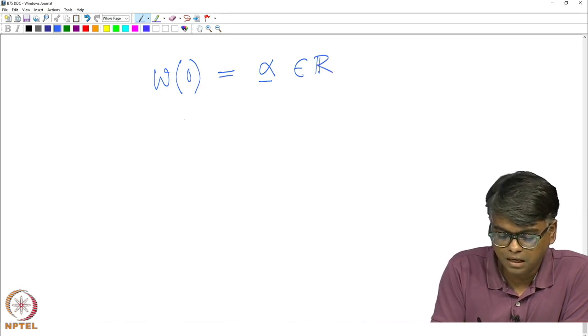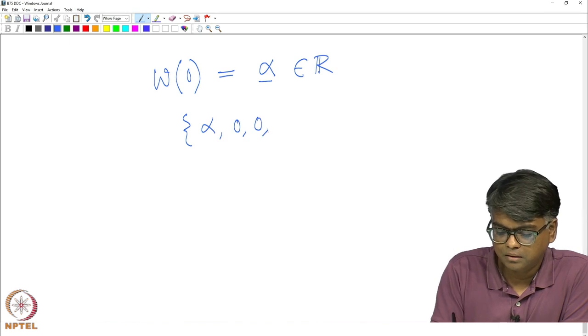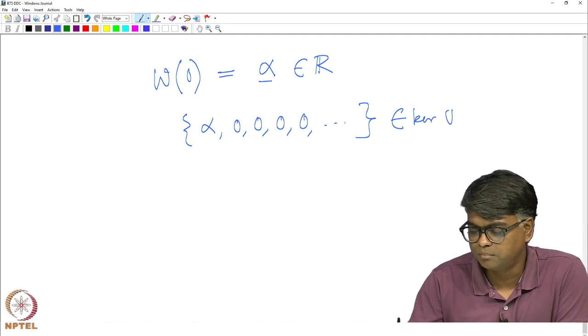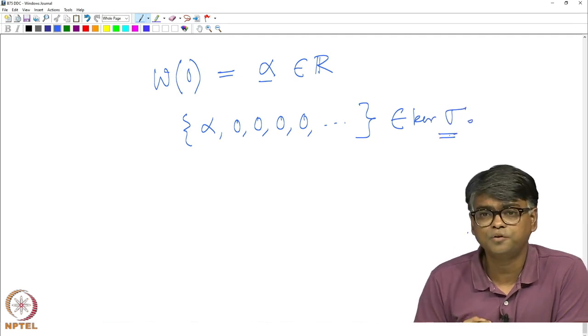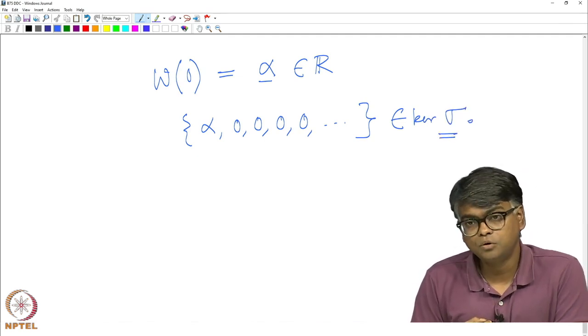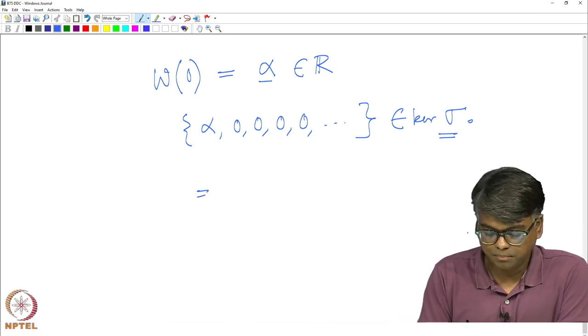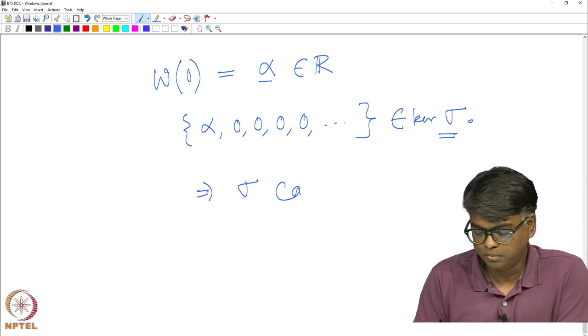So the trajectories are alpha, 0, 0, and so on. That is a legitimate trajectory in the kernel of sigma, and this is a non-zero trajectory. If it is a non-zero trajectory which is inside the kernel of sigma, then this implies sigma cannot be invertible.